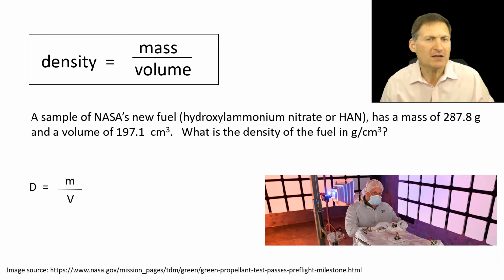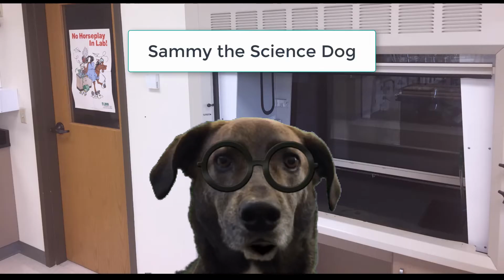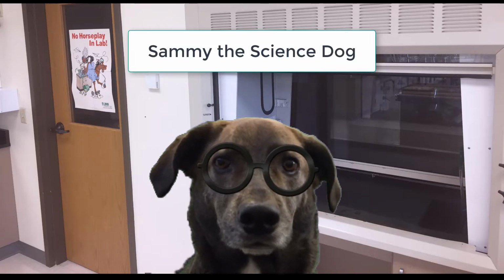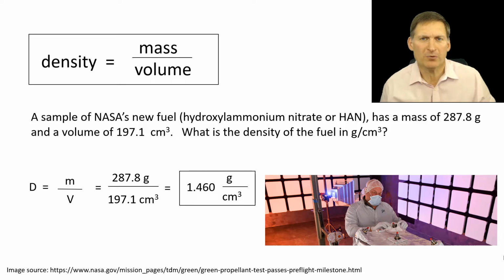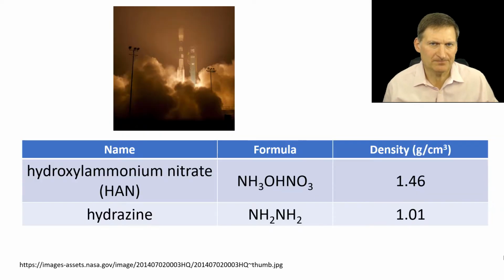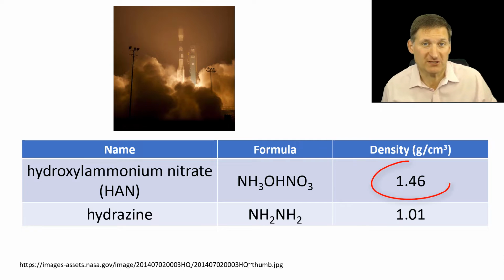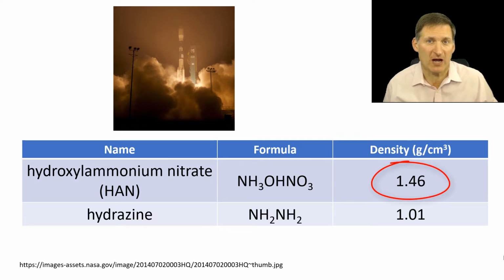Then before we plug in for mass and volume, make sure the units match what we need to solve for. We see here the requested units are grams per centimeters cubed. Well, the mass we're given is in grams and the volume is in centimeters cubed, so we're all set. Remember to take care of your units. Don't just plug into a formula without thinking about what the units are. We now plug in and then solve to get 1.46 grams per centimeters cubed. Notice this density of 1.46 is almost 50% greater than the traditional rocket propellant hydrazine, which is only 1.01.